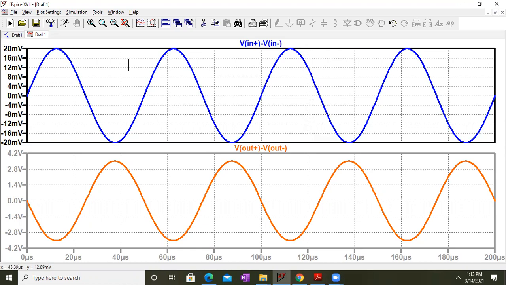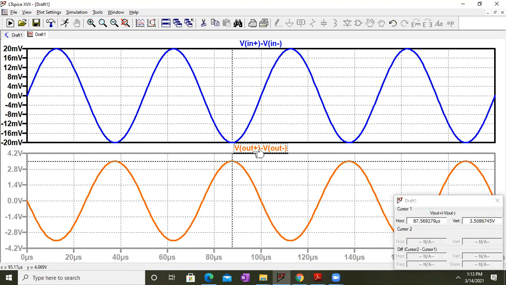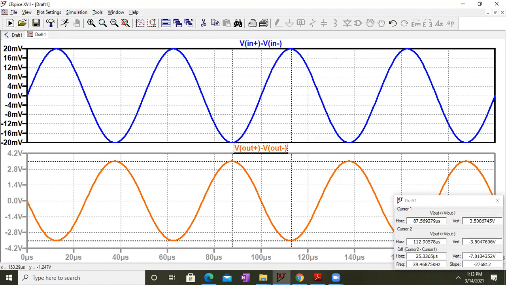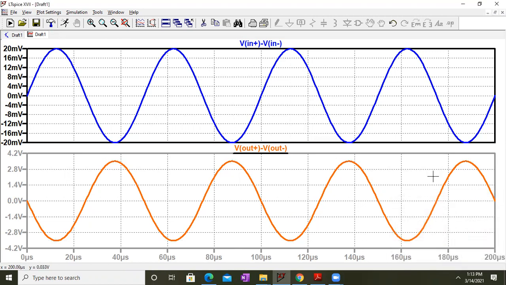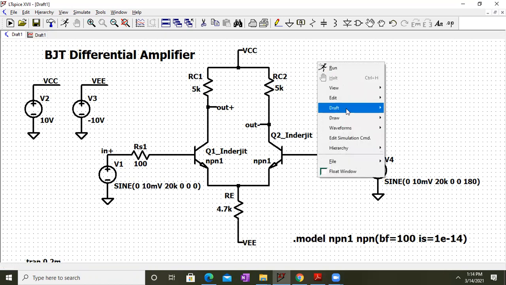Now to check the peak to peak values, we will use the .measure statement. You can do it this way also: you can have this cursor, move it to the peak, have another cursor and move it to the peak, and then measure the value. But there is some inaccuracy in the calculation, and whether the cursor is placed exactly at the top matters a lot. That is why we will adopt a different approach. We'll use the .measure statement. Right click, go to draft, go to SPICE directive.